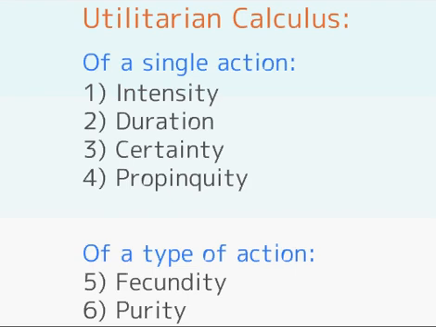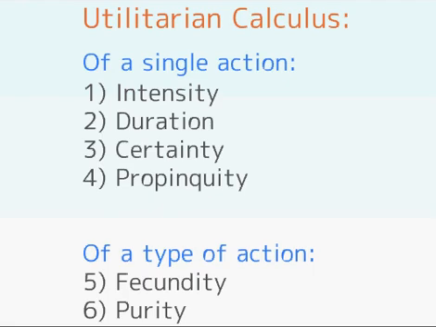So when we're thinking about types of actions, we want to consider two more elements, fecundity and purity. Fecundity means, besides the primary pleasure listed up there, number 1, does it have any secondary, any extra pleasures? Purity means, does it have any extra pains or any secondary pains? Depending on how you answer 5 or 6, then in combination with 1, 2, 3, and 4, you determine whether the type of action is something you normally want to do or normally want to avoid.